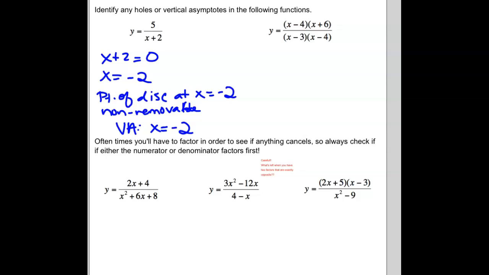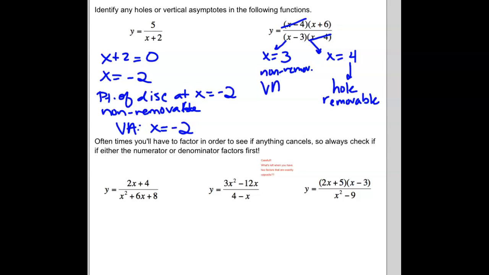Looking at our second example, we have two places. If x equals 3, we have a problem, and if x equals 4, we have a problem. So we don't want that to happen. Now, can we remove either of those? Yes, we can remove the x minus 4 piece. So this is going to lead to a hole, since it is removable. Since the x minus 3 doesn't have a matching factor in the numerator to cancel it, it is non-removable, so it is a vertical asymptote.